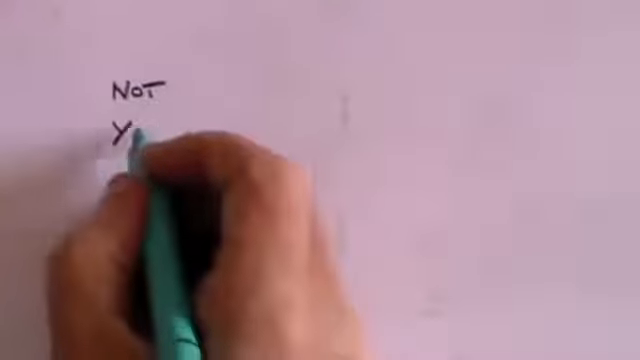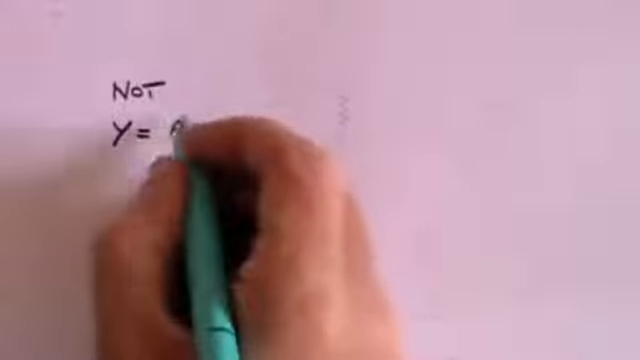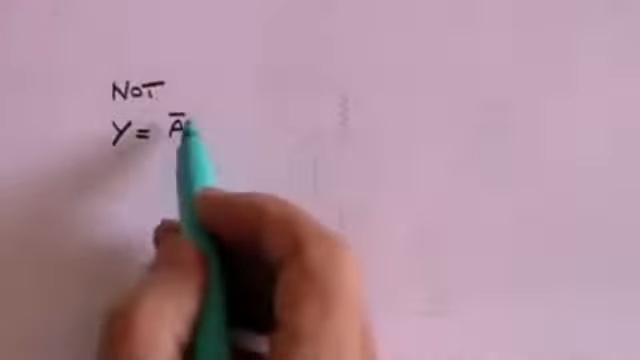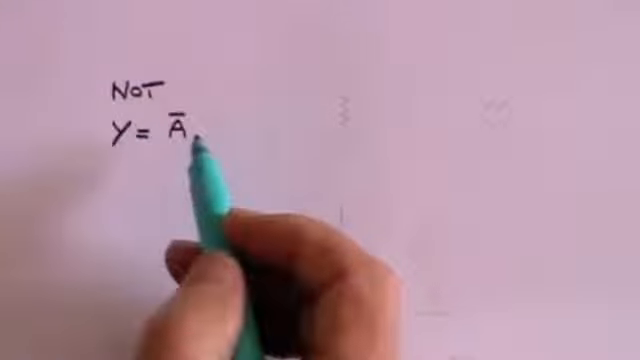And what we mean when we talk about the NOT gate is that the output, which we usually refer to as Y, is equal to not the input. And if the input is labelled by A, then it's generally said A with a bar over means not. So the output is not the input.